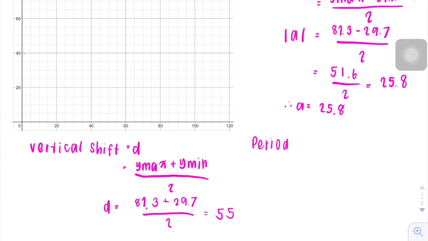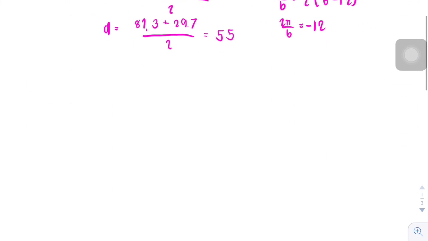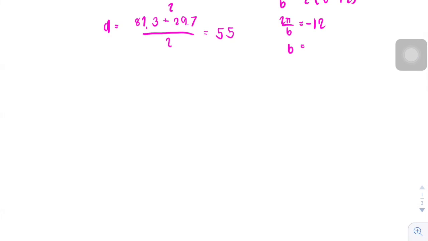The next step is to find the b value by using the period, in which the formula is 2 pi over b. Another formula is 2 times x max minus x min. Then we set the two formulas equal to one another and substitute the x maximum and minimum values. Finally, you can see that b is equivalent to negative pi over 6, which is equivalent to negative 0.52.